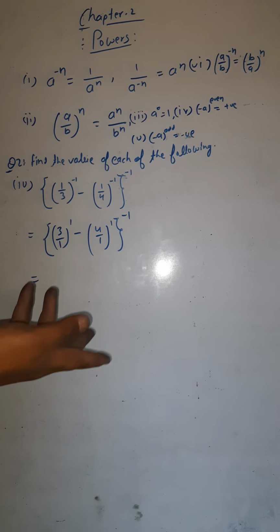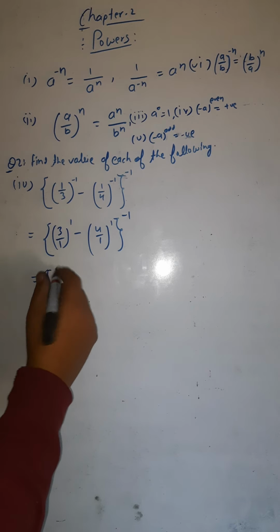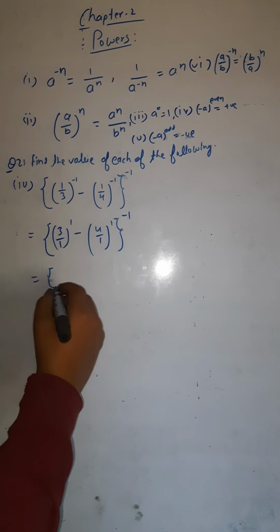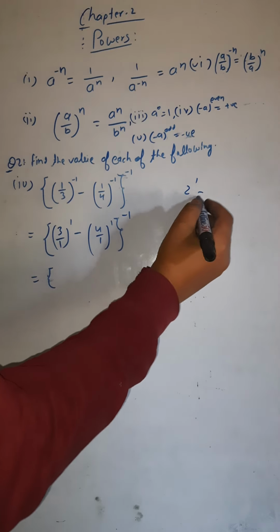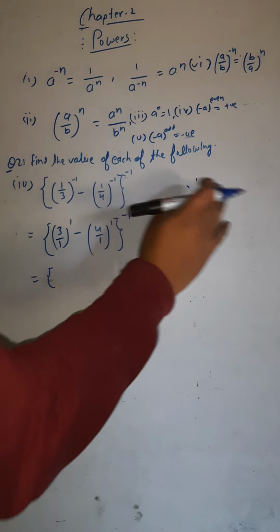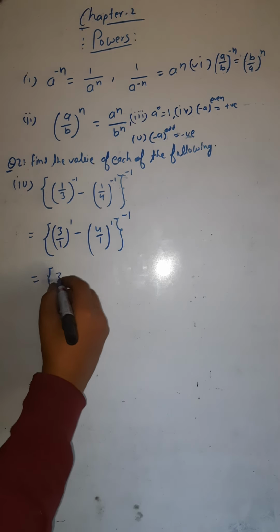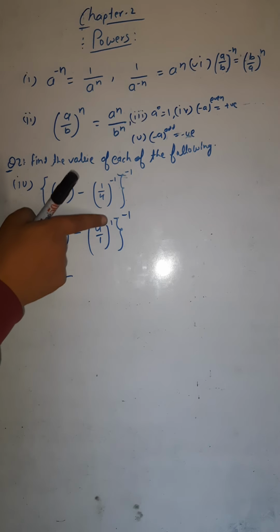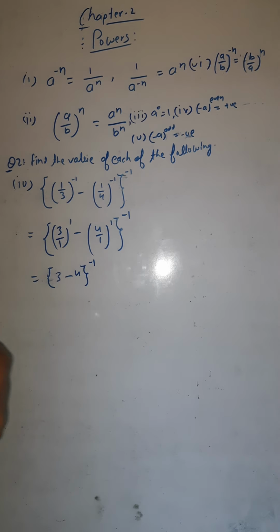3 by 1 means 3, and the power of 3 is 1. The answer is 3. Are you getting this? Look here. 3 by 1 means 3 and the power of 3 is 1. So any number having the power 1 would be the same number. If the power of 2 is 1, the answer is 2. So similarly here also 3 by 1 is 3 and the power of 3 is 1, so the answer would be 3 minus 4 by 1 is 4, power is 1, so the answer would be 4. Then again whole raised to the power minus 1.